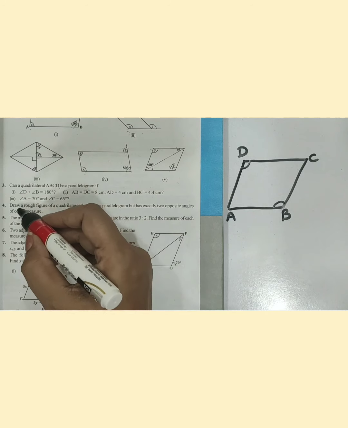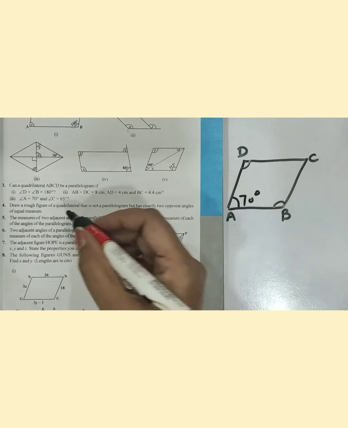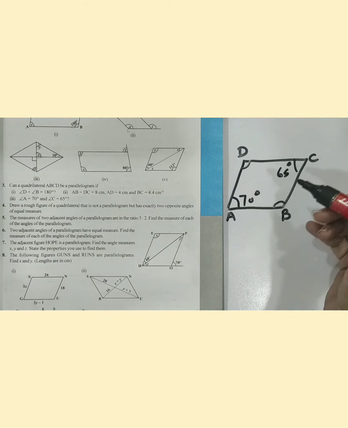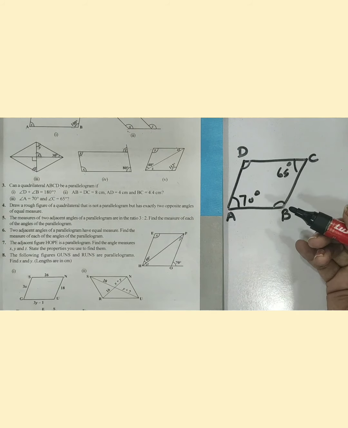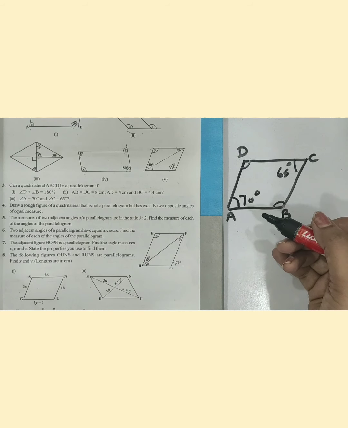Now my third condition, angle A. My angle A is 70 degree and my angle C is 65 degree. So for this condition also it cannot be a parallelogram, because opposite angles of the parallelogram should be equal.